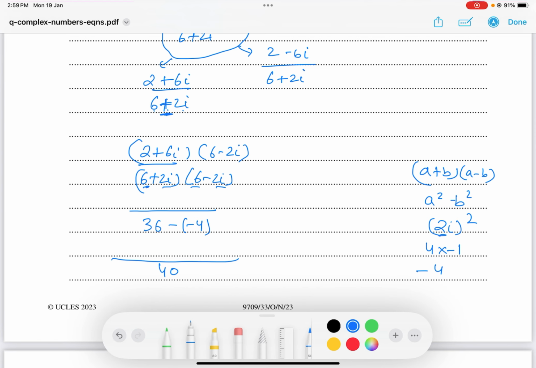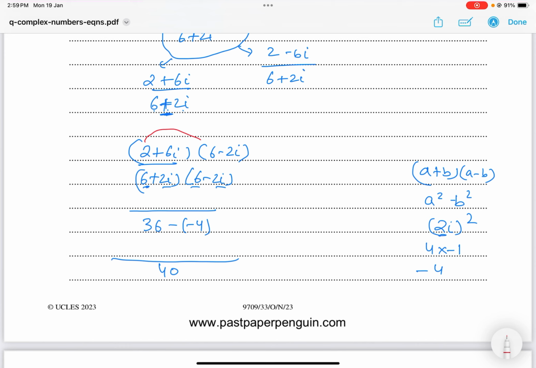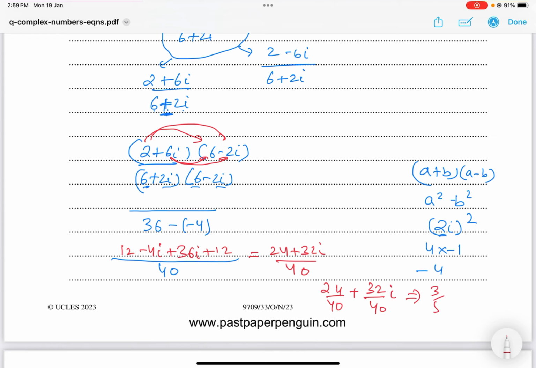For the numerator, I am using a different color. And think with me, 2 times 6, 2 times 2i, 6i times 6, 6i times negative 2i. So what will it become? It will become 12 minus 4i plus 36i plus 12, which would give us (24 plus 32i) upon 40. Take it separately, 24 upon 40 plus 32 upon 40 i, which would give us in the simplest form 3 upon 5 plus 4 upon 5 i. This is your final answer.